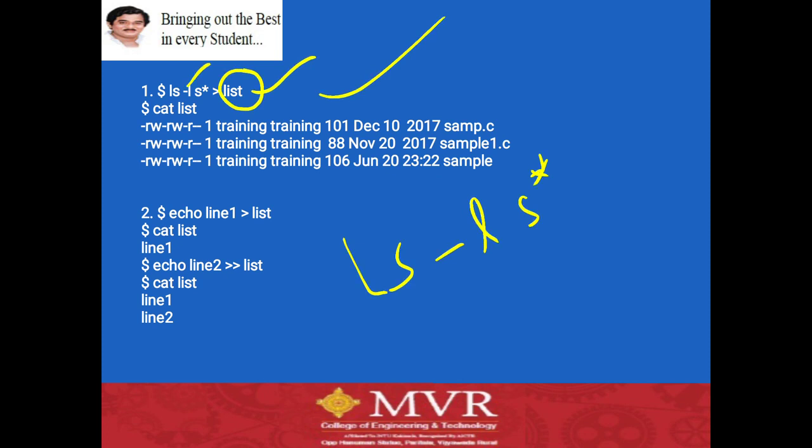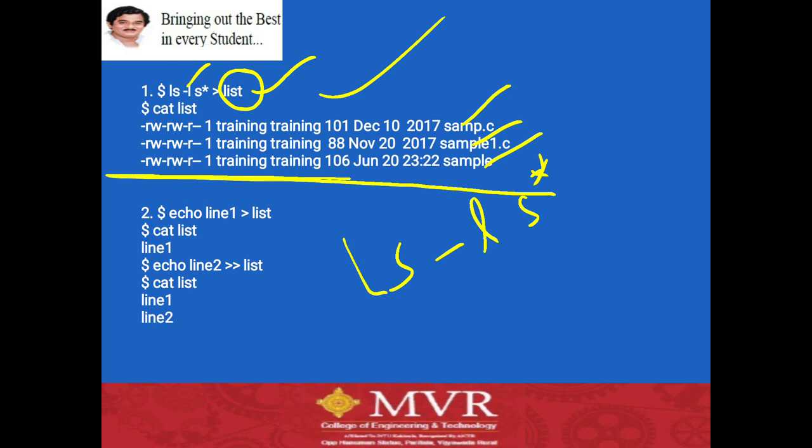So what is the output? See, the output contains these 3 files. So all the files are starting with s. After that we won't bother. So the long list of files will be stored in the list. So that means that output will not be displayed on the screen. That is the important thing you need to remember.